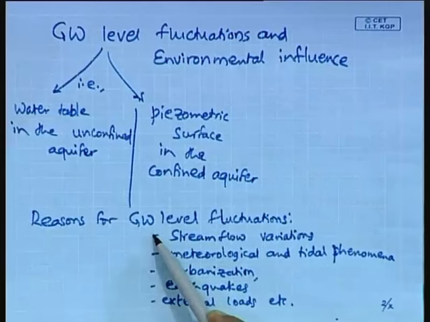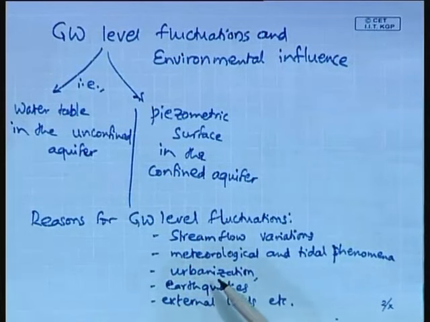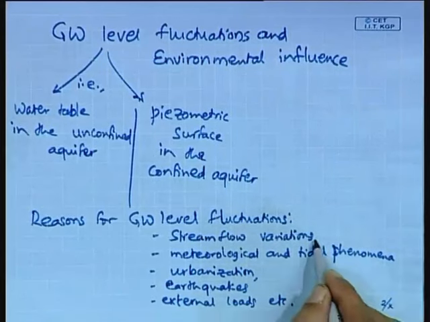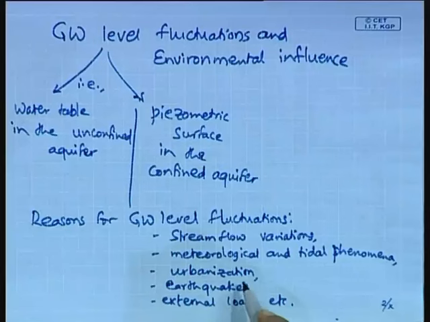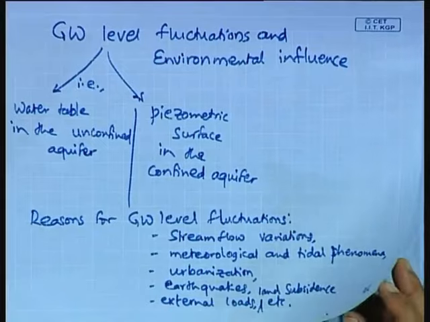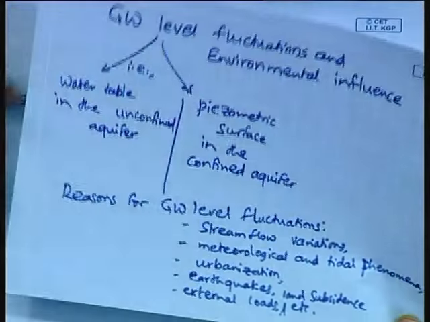The first one is stream flow variations, followed by meteorological and tidal phenomena, and urbanization is also one of the parameters which influences the groundwater level fluctuation. Followed by earthquakes, external loads, and land subsidence. So, here let me also write land subsidence, etcetera. So, these are some of the reasons or causes for the groundwater level fluctuation.